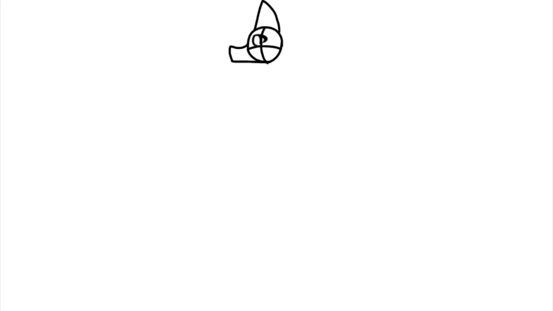Next, you want to draw a triangle on the top of the head for the ear, or you can draw it more near the back of the head for a flattened ear. Now you want to draw a triangle at the tip of the snout for the nose.